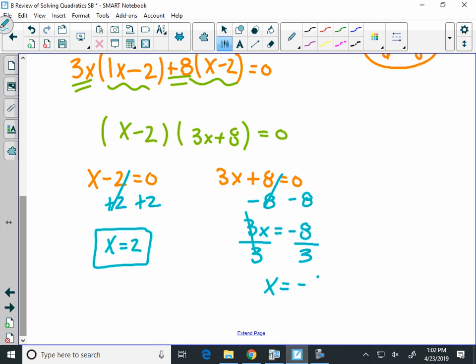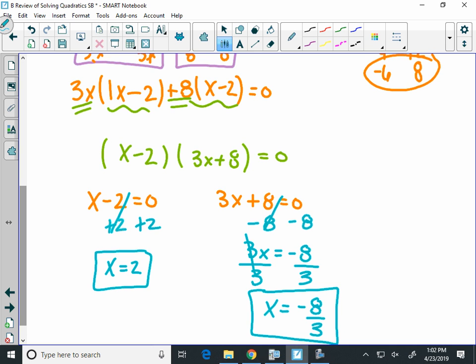And the directions say to leave it in simplest fraction form. So we have to leave it as negative 8 over 3. Negative 8 over 3 doesn't simplify, but do not write it as a decimal, because then you won't be following directions. Leave it as a fraction. And there we go, solve by factoring. So it's pretty much split the middle, but you have an extra step since we're solving. Set your parentheses equal to 0 using that zero product law and solve for each parenthesis.